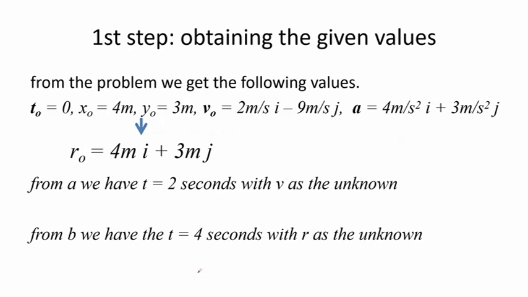First step is we extract the values that are known. So for the first case we add the time parameter to the known values, and for the second case a different time parameter. Note that the initial position can be re-expressed in vector form as the summation of its components. So rewriting the initial position as r naught equals 4 meters i hat plus 3 meters j hat.